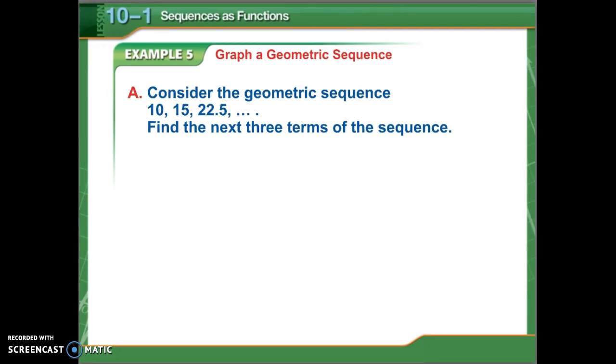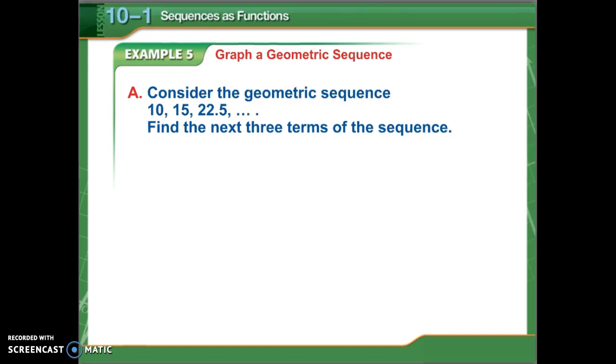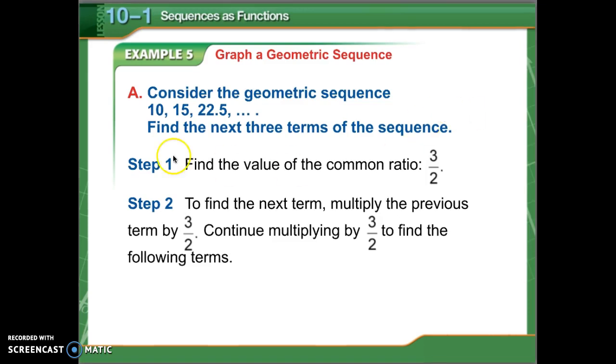Now, example 5, we're going to be graphing geometric sequences. So we have the geometric sequence 10, 15, and 22.5, and we're going to first find the next 3 terms of the sequence. So in order to do that, again, we're going to take any number and divide by the number that came before it. So 15 divided by 10, or 22.5 divided by 15. When you do that, you're going to get a common ratio of 3/2.